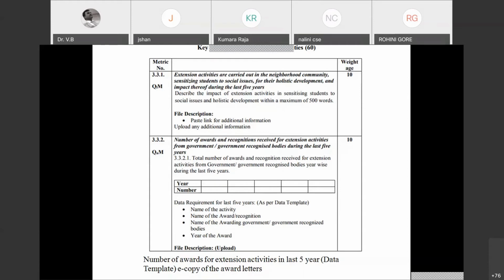So, continuing again, once I click on the link, it should take me to that corresponding activity, clearly with the photograph indicating the activity along with the date.